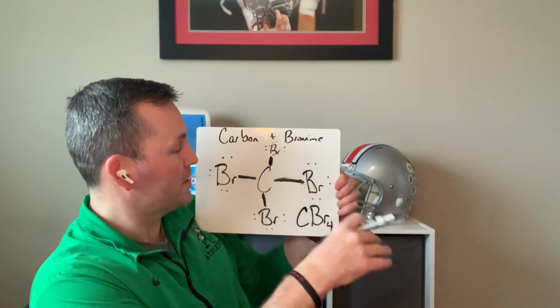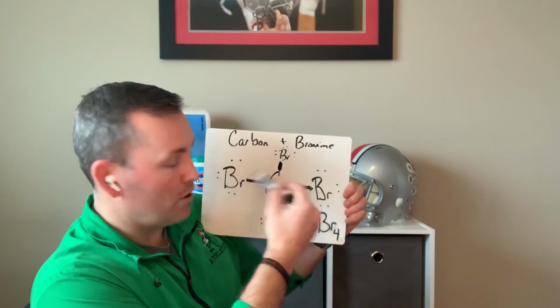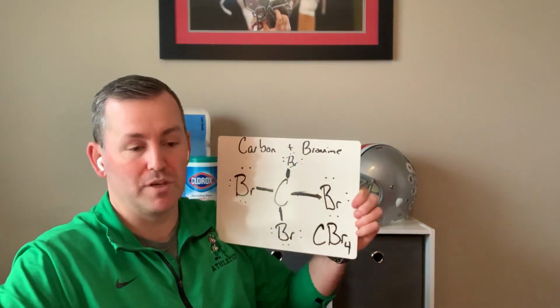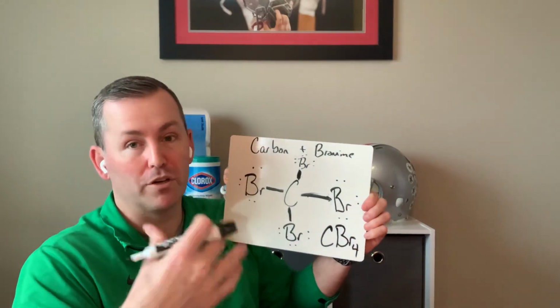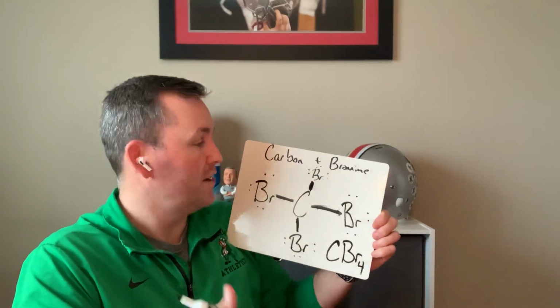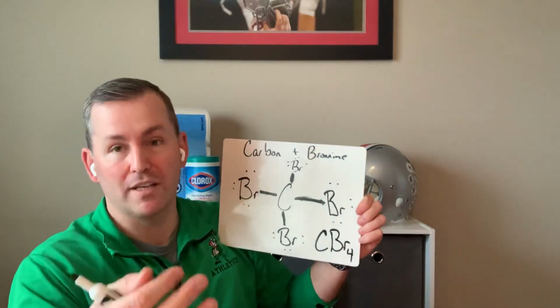Pretty straightforward, pretty simple. You want to make sure that everybody has 8. Carbon has 8, bromine has 8, all the bromines have 8. We're good to go in that situation. So that's how you set up that problem. It's going to be the same thing for whether you're using like nitrogen and fluorine, okay? Oxygen and carbon, same kind of idea, okay?